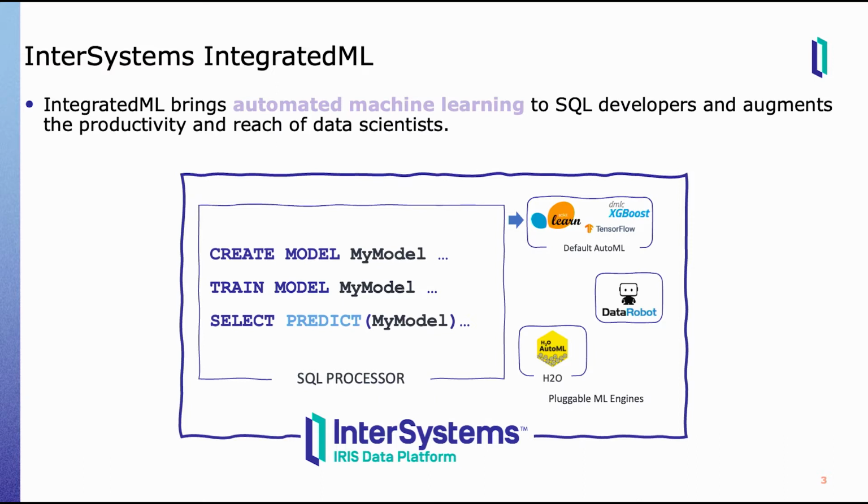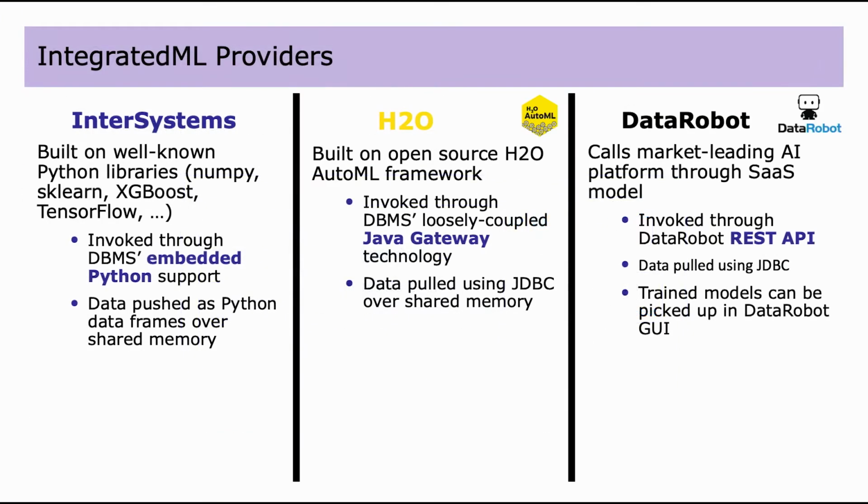The default one is our own AutoML provider. It uses TensorFlow and scikit-learn underneath, and it's built using embedded Python. We also have a partnership with DataRobot. If you have a DataRobot account, that machine learning will get done on their cloud service, or you can install that on-premise. And then we also have an H2O AutoML engine. That's a very nice open source AutoML engine that's been around for a while and just performs really well. So you can choose and mix and match depending on what you're doing.